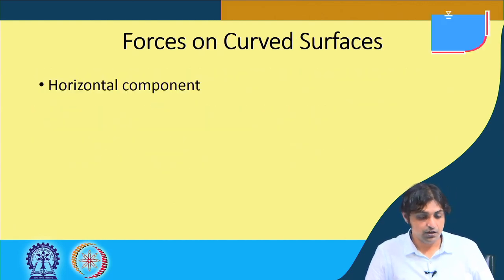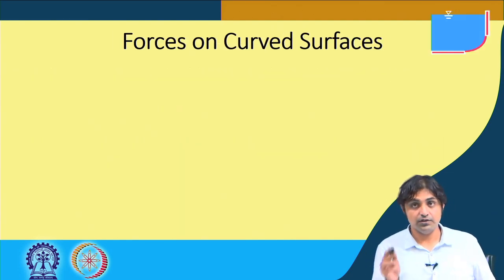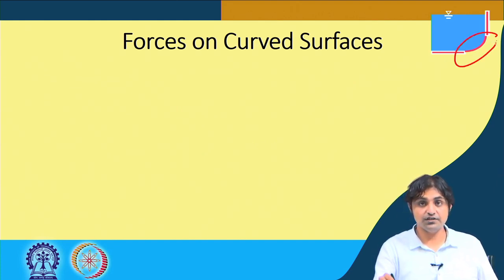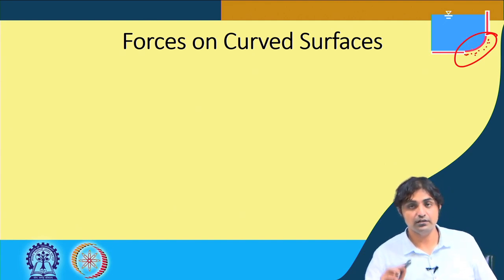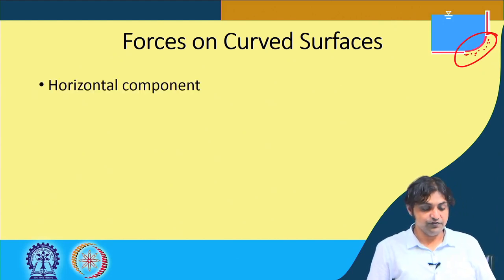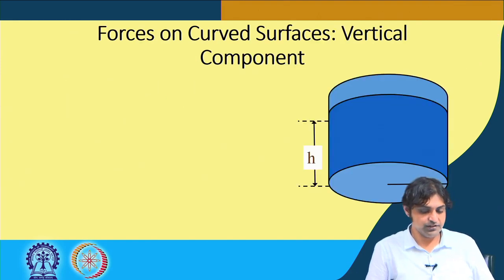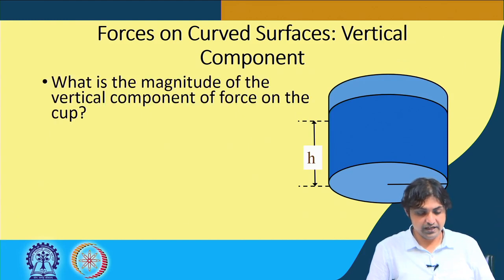Okay, so now we need to calculate the pressure on the curved surface. So this surface here, you see this, okay? So how? We need to know the horizontal component, we need to find out the vertical component because it's curved, right? So this is one of the examples. My question to you is, what is the magnitude of the vertical component of force on the cup?